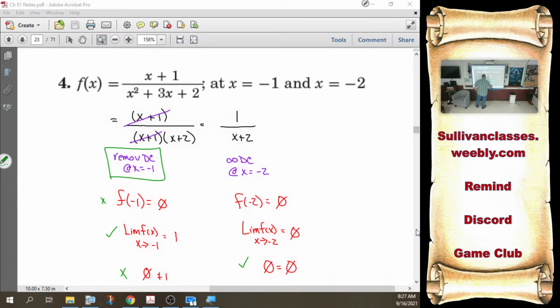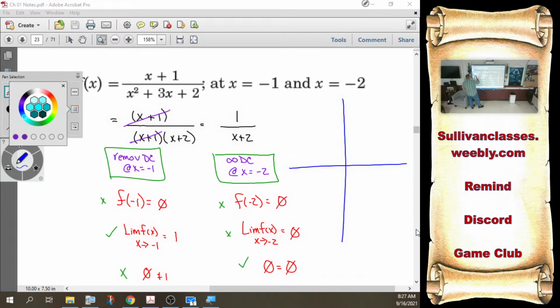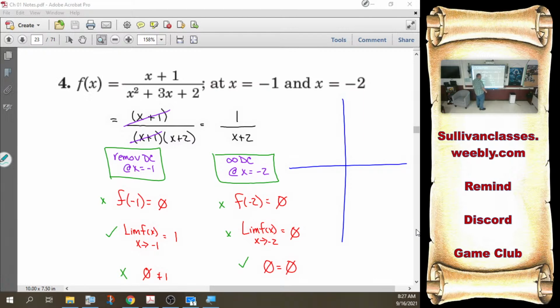So pass, fail, fail. It's still going to be infinite discontinuity because if I were to graph this, different color, orangish, you're going to have a vertical asymptote at -2, horizontal asymptote at 0, and it's going to do one of these numbers with a hole at -1, 1.